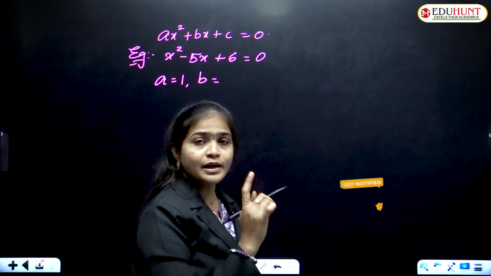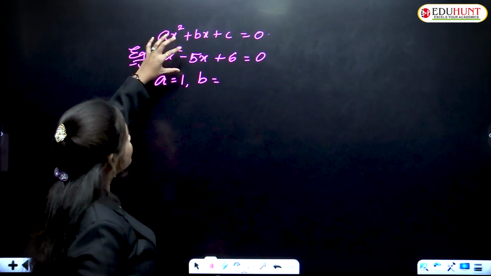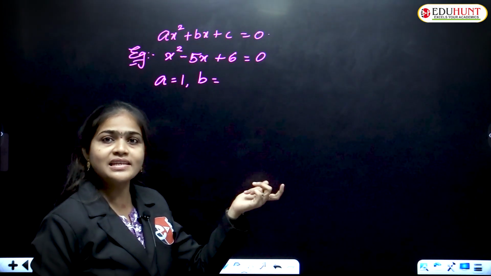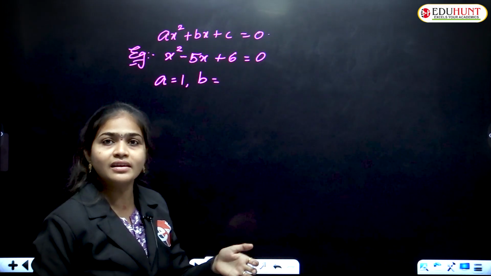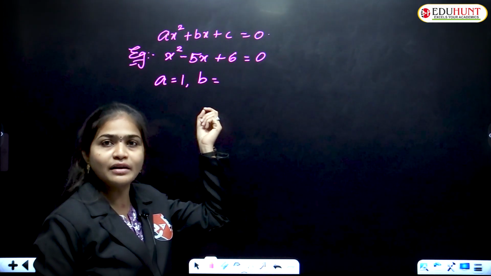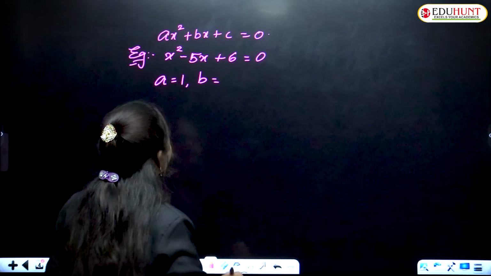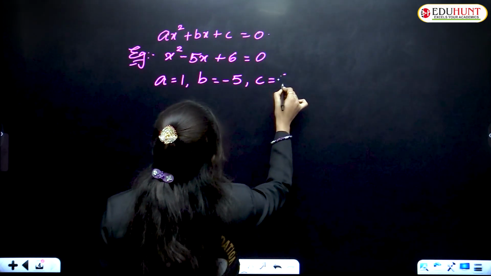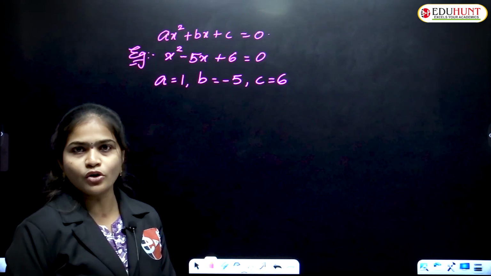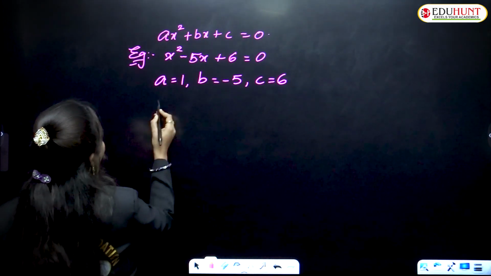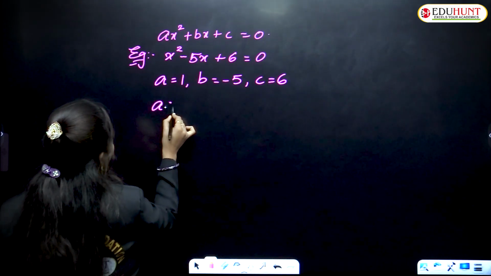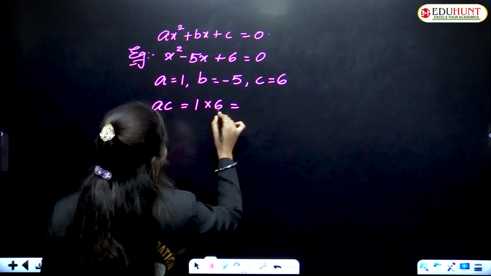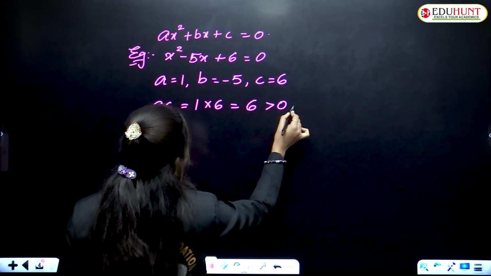What I told you in the previous video is that here we have to consider the negative sign also. If there is a positive sign, we also consider it, but a positive sign needn't be written. That's why we include the negative sign. Am I clear? So B is equal to -5, C is equal to 6. So we got the A, B, C values. The third step is to find the product of AC. A is equal to 1, C is equal to 6, so 1 into 6 is equal to 6, which is greater than 0.